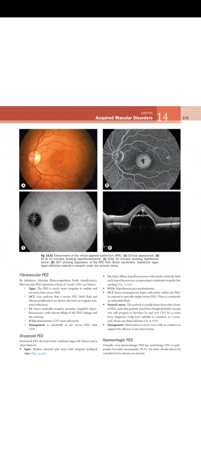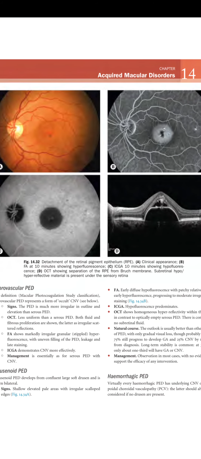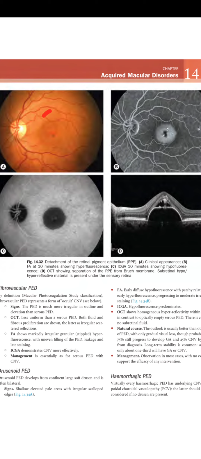So let's see figure 14.32. It is a detachment of the retinal pigment epithelium, RPE. So you can see the dome shape elevation in it. And A is showing us the clinical appearance. B is showing us the FA at 10 minutes showing hyperfluorescence. So in FA it is a hyperfluorescent area. ICGA at 10 minutes showing hypofluorescence. So in the ICGA it shows us hypofluorescence.